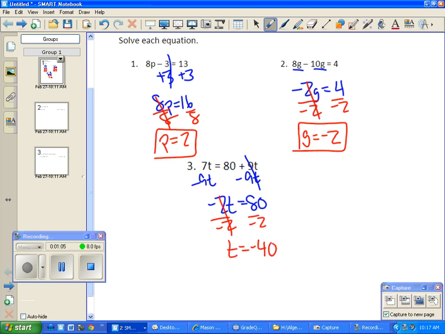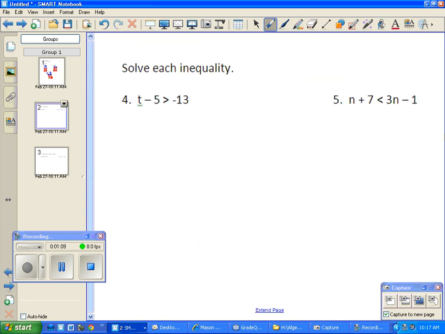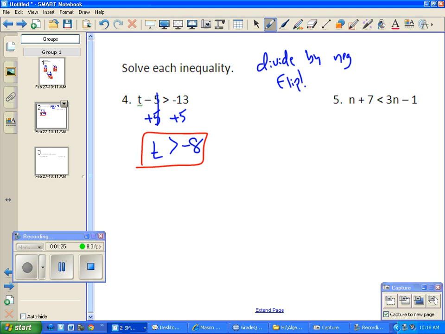On to solving some inequalities. This is a one-step inequality. Remember, the only thing you need to worry about is if you multiply or divide by a negative, then you switch the sign. In this problem, when I add 5 to both sides, I don't have to worry about switching the sign. So I have t on the left side is still greater than negative 8. T is greater than negative 8.